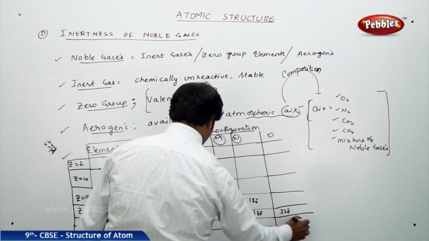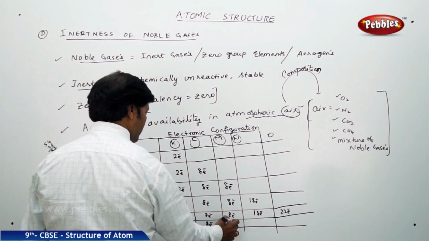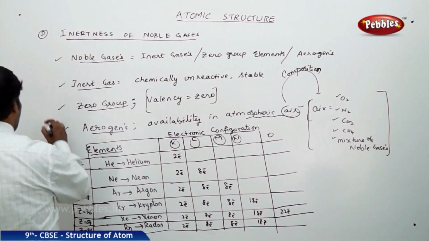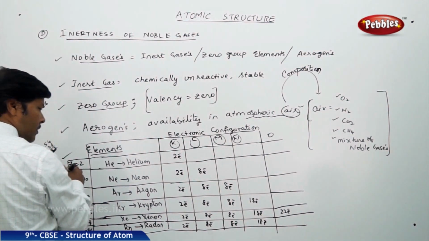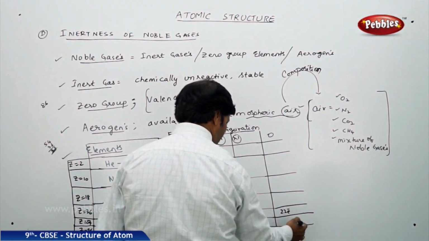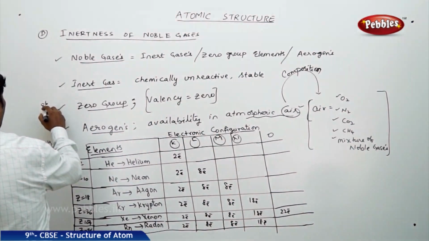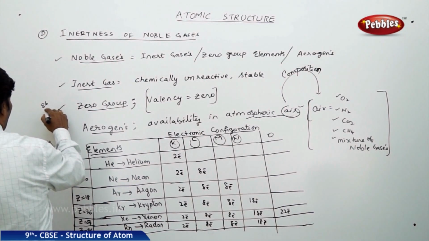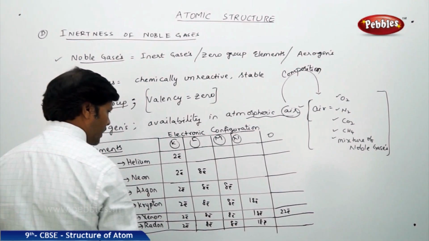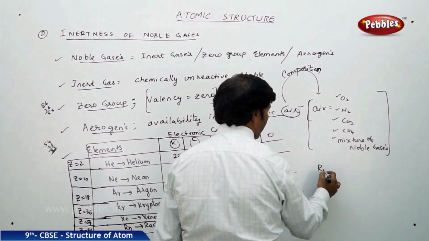Then likewise you can go for radon: 2 electrons, 8 electrons, again 8 electrons, 18. Atomic number of radon is 86, so already 36 are filled up, and then 32. For the normal distribution for radon, I am going to explain separately.